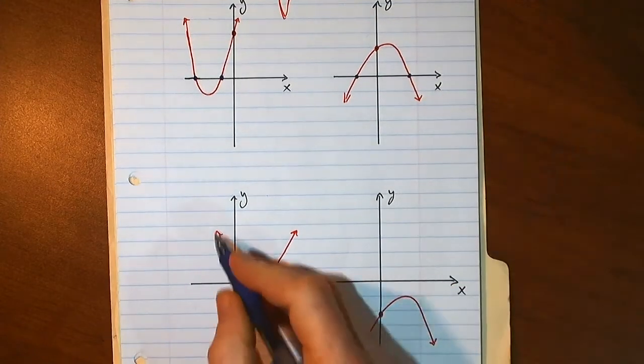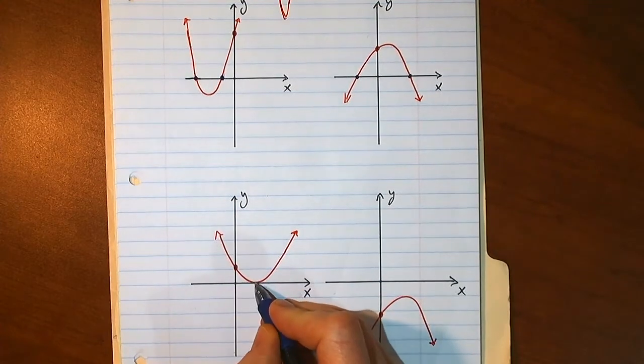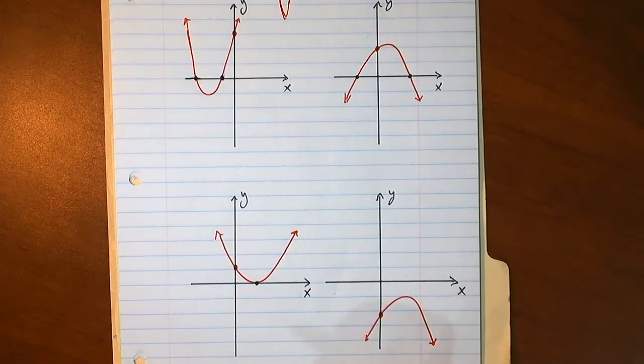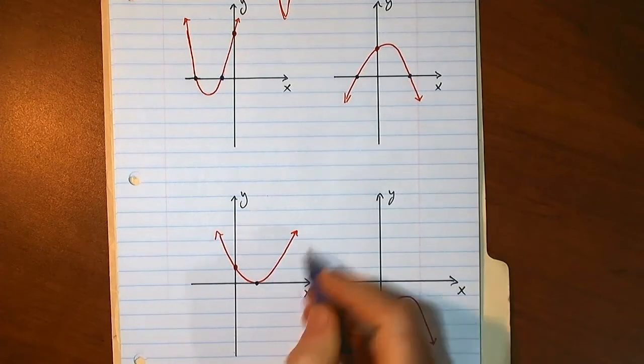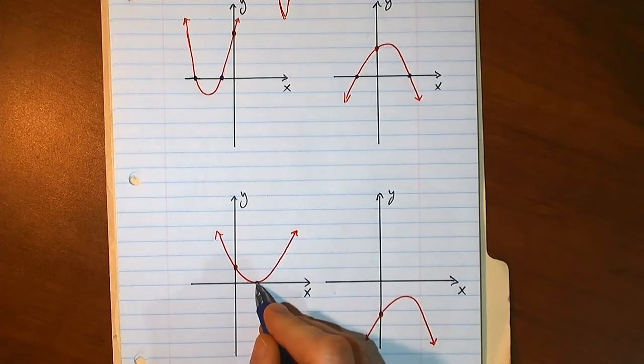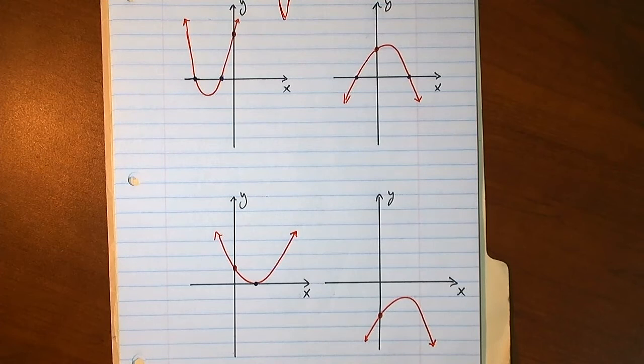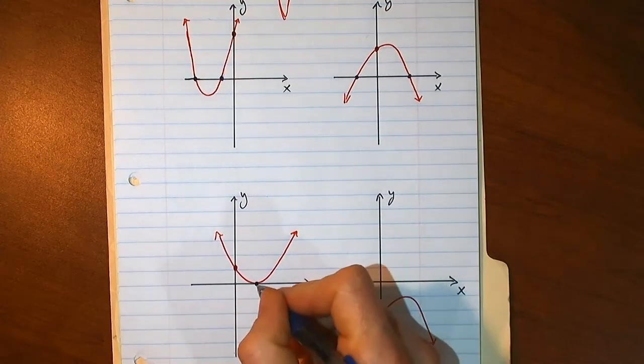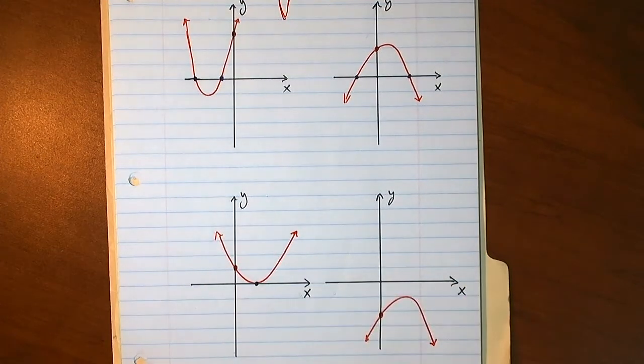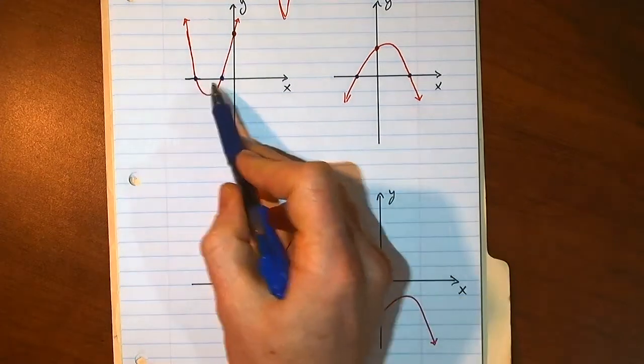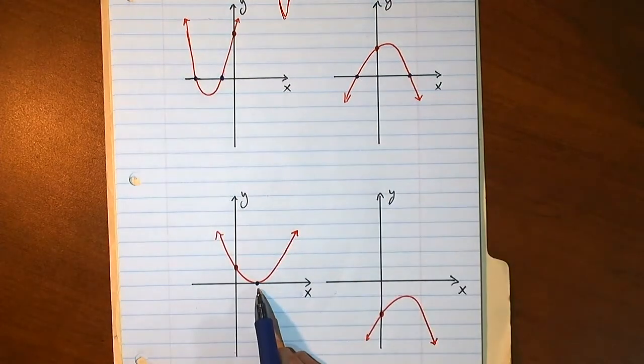But notice this one, it comes down and the vertex happens to be sitting exactly on the x-axis. So in that case, there's only one place where the graph touches the x-axis. It's right at the very bottom of the parabola, at the vertex. So I might have 2, but I might only have 1.